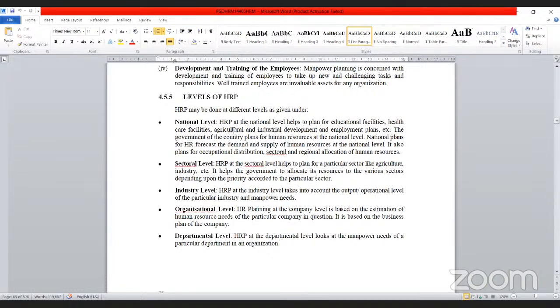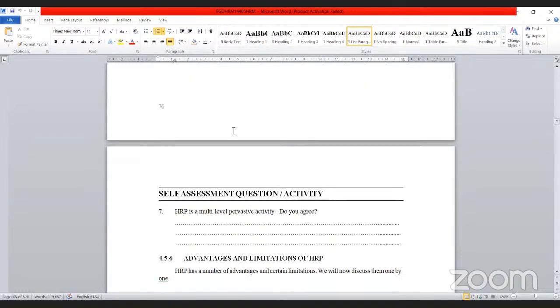There are different levels of HRD: the national level, sectoral level, industry level, organization level, and departmental level. National level is where the government of the country plans for human resources. National plans forecast the demand and supply of human resources. Sectoral level is where you're allocating resources. Industry level takes into account the operational level. Organizational level takes into account the estimation of HR in terms of business. Departmental level takes into consideration the manpower.